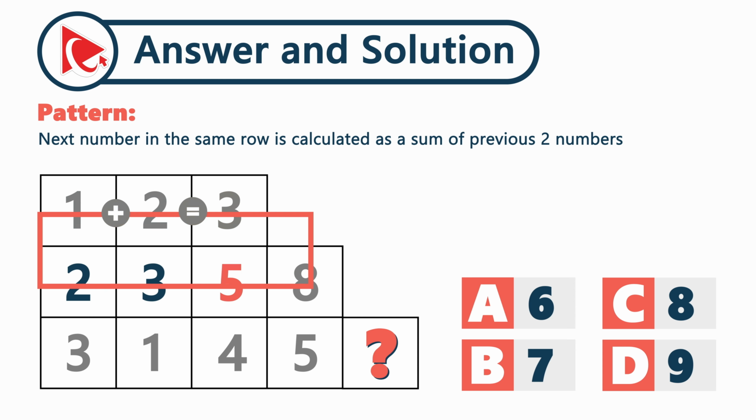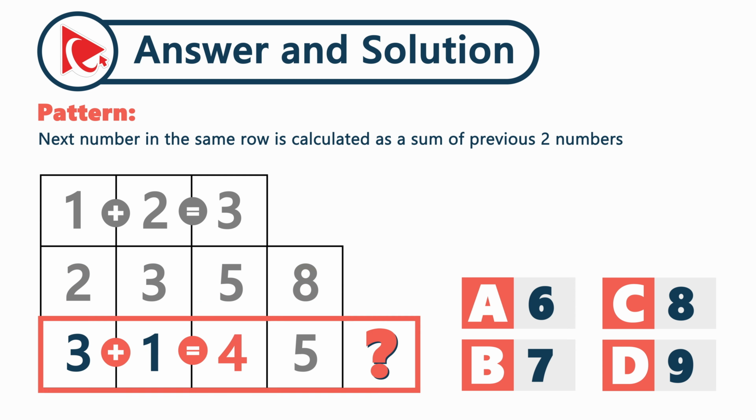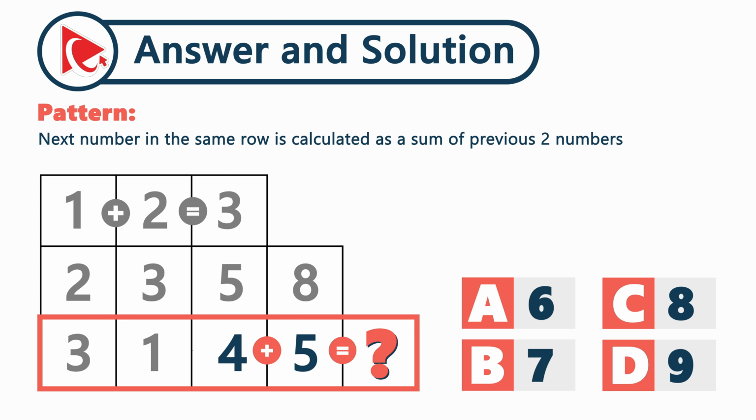Let's switch to the second row. 2 plus 3 equals 5. And 3 plus 5 equals 8. In the third row you see that 3 plus 1 equals 4. And 1 plus 4 equals 5. And here's the moment to calculate the missing number. 4 plus 5 equals 9. And the correct answer here is choice D, 9.